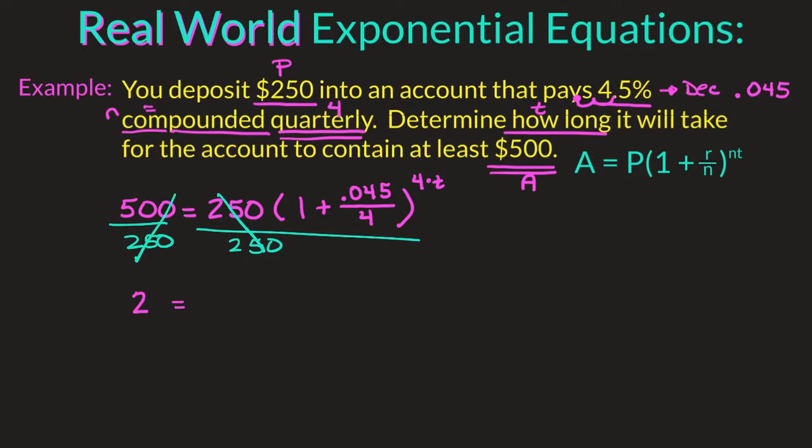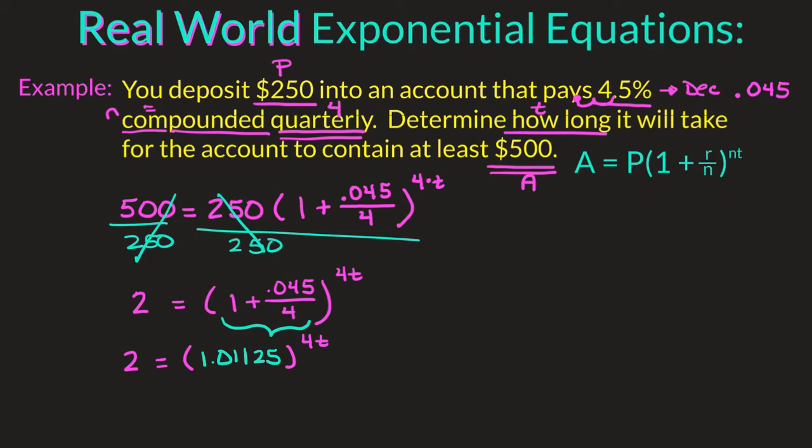So we have 2 equals (1 plus 0.045 over 4) to the 4t power. Now when we do this, I do a couple of different ways sometimes, but if you can plug in what's in the parentheses into your calculator and it will give you not too long of a decimal, then I say go ahead and simplify it further. And in this case, it does give us some decent decimal. So we have 2 equals (1.01125) to the 4t power. Now that parentheses is now your base.